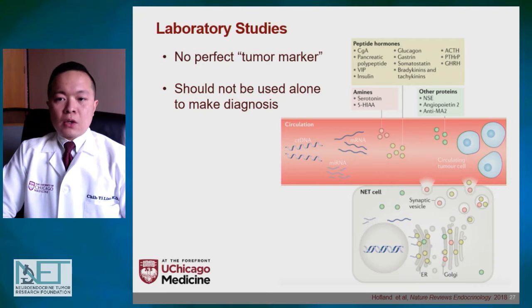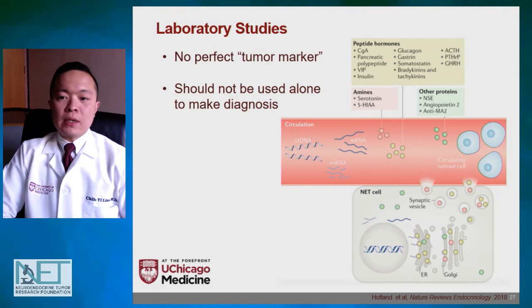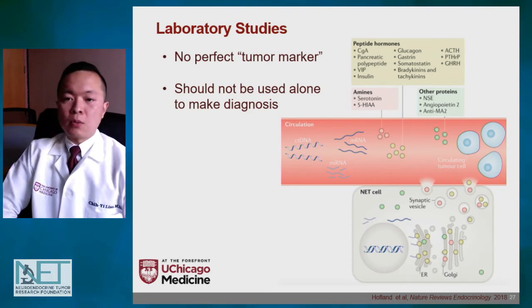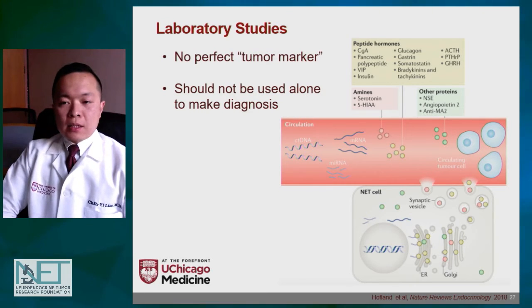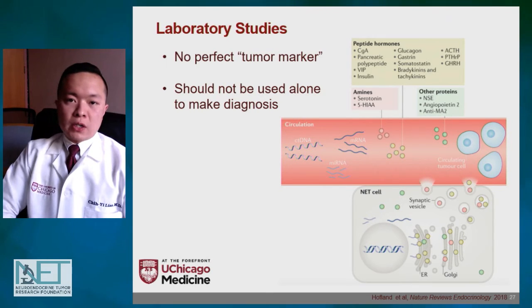So as I just told you, these neuroendocrine tumor cells may make hormones and other substances that are released to the bloodstream that we could measure. So some examples are chromogranin A, pancreatic polypeptide, and something called neuron-specific enolase, in addition to serotonin and 5-HIAA.